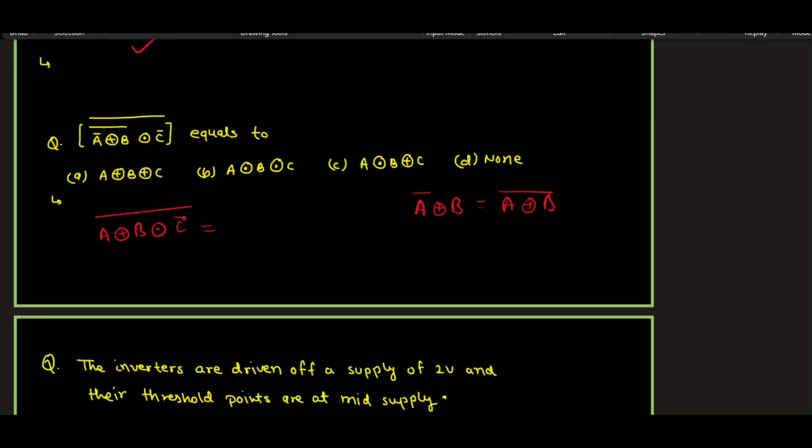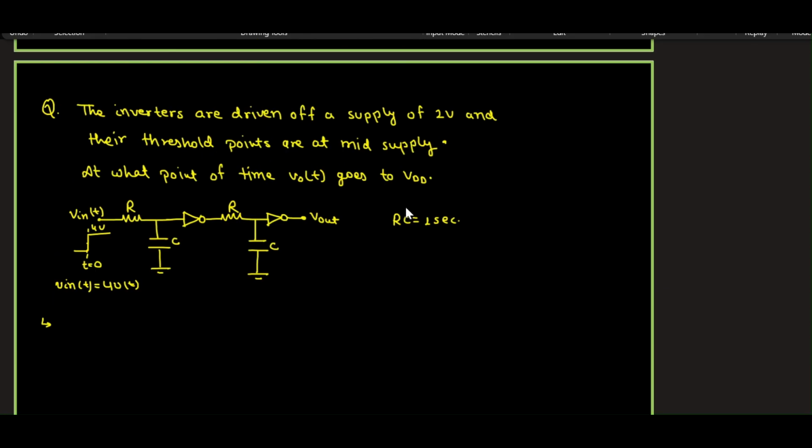Now this bar here and the bar above will also cancel out each other, and you will get A XOR B XOR C. It is the same as A XOR B XOR C. In fact, you can write this as (A XOR B XOR C) whole bar, and you can give this bar to here also. You can convert this XOR to XNOR. So A XNOR B XNOR C, this is the correct answer.